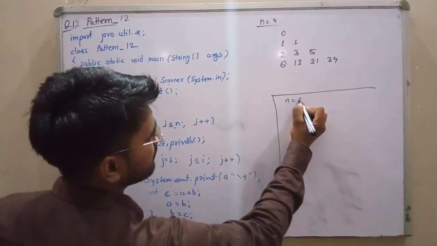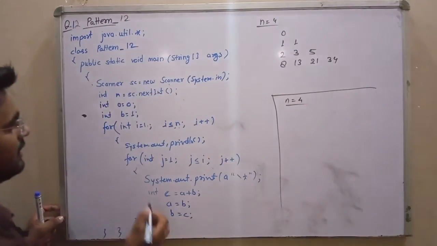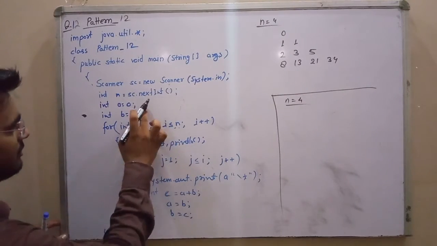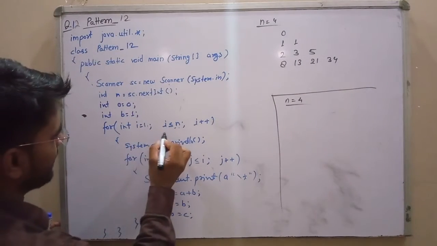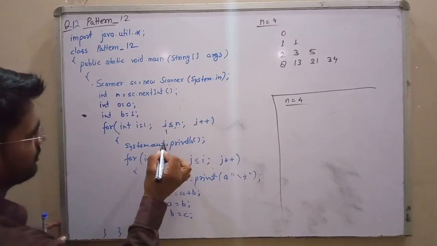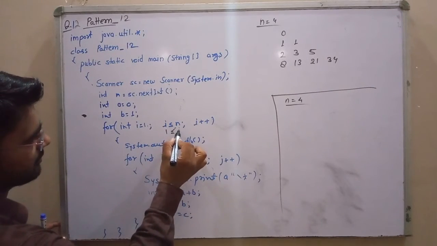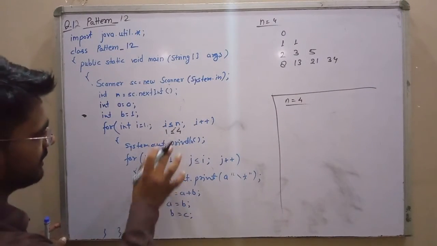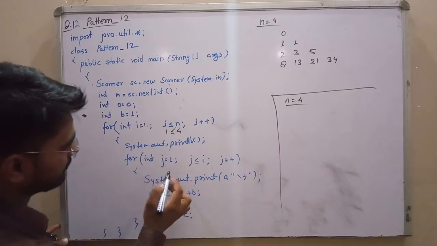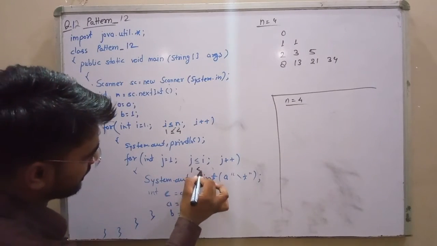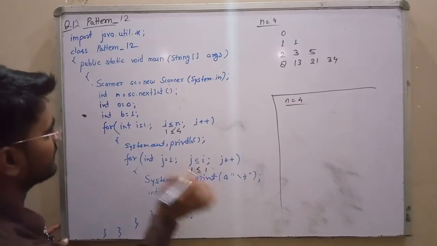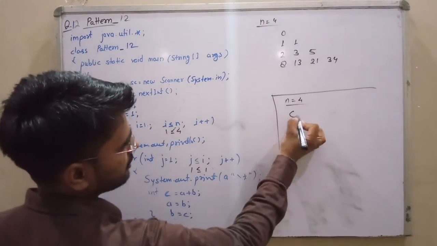I hope everyone understands this program. Okay, take the same value, n equal to 4. So here 4 is the value of n, and here i is equal to 1. So i equal to 1 is less than or equal to n, which is 4. Okay, condition satisfied, enter this loop, and in this loop j is equal to 1 and less than or equal to 1. Condition is satisfied, print a, whose value is 0. So here print 0.